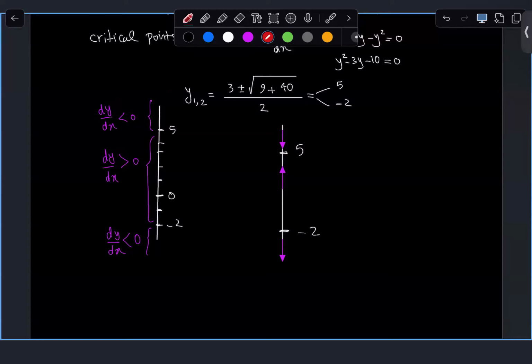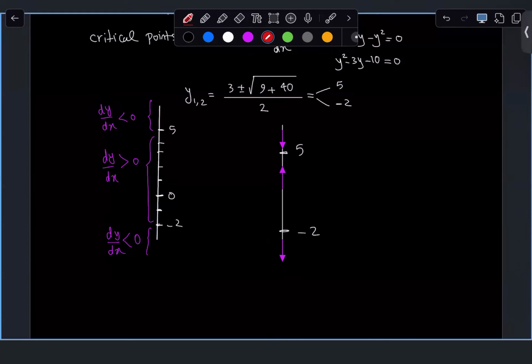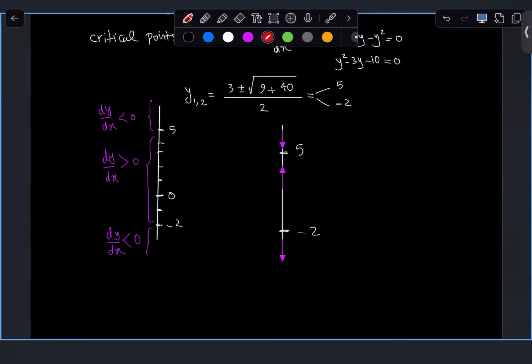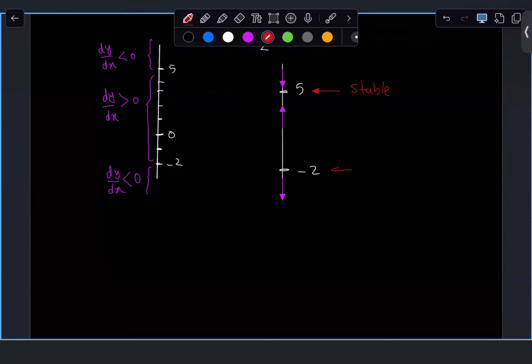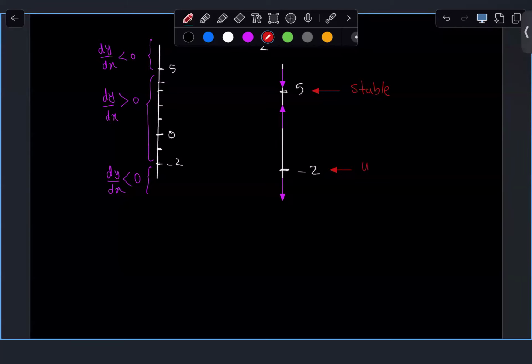Everything is going to 5, right? If I look around 5, if I go here, I go back to 5. If I go here, I go back to 5. So 5 is stable. And -2 is unstable, because it's moving away from -2 in both directions.